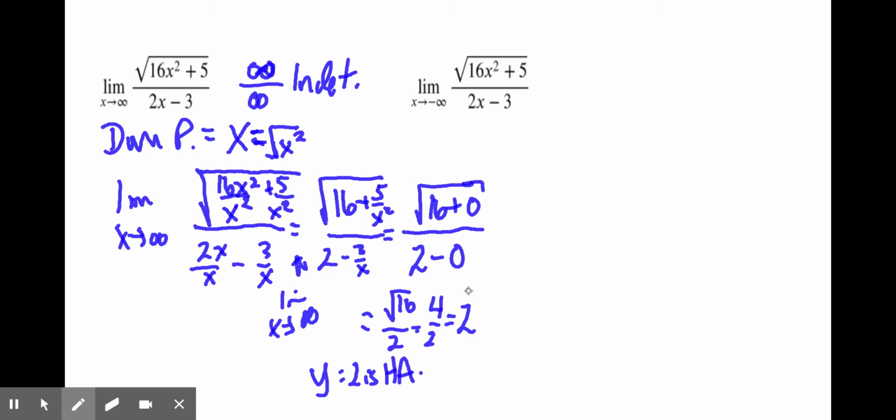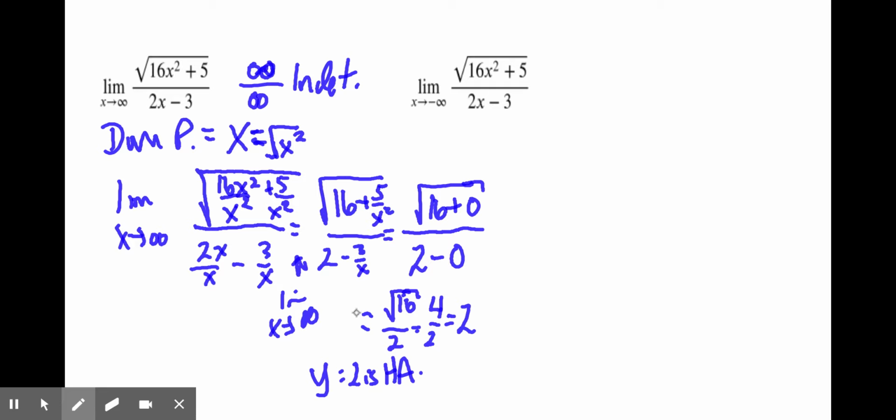Okay? Keep in mind, the most common mistake here is that people just throw the radical away. You can't just throw the radical away because the radical is part of the problem. So you have to evaluate with the radical. You've got to take the square root of 16. It's not just 16 that's up there. All right? That takes care of that one.